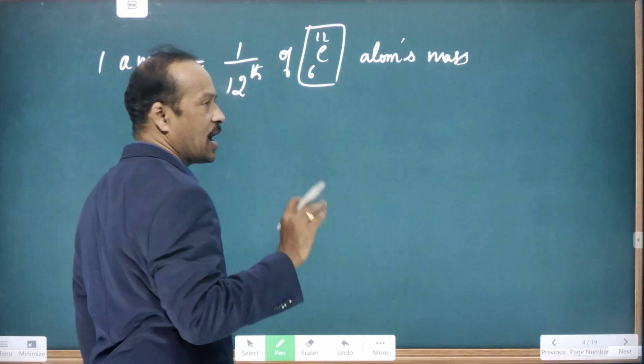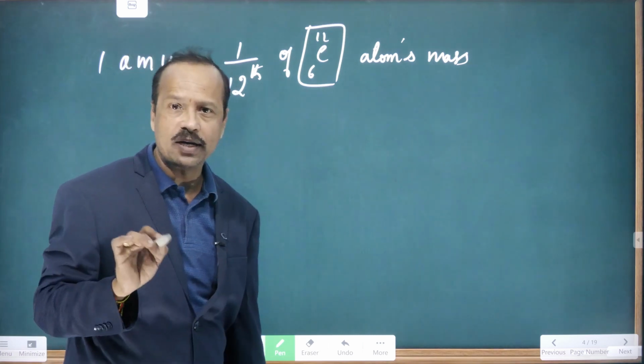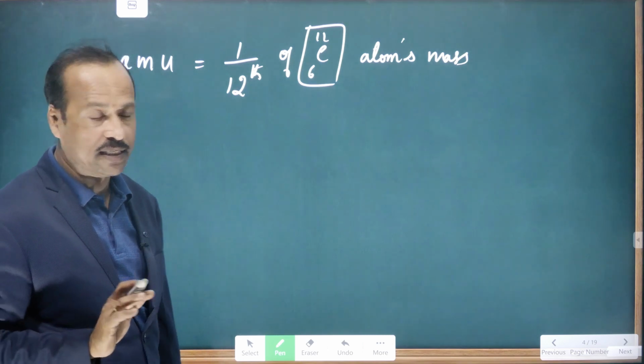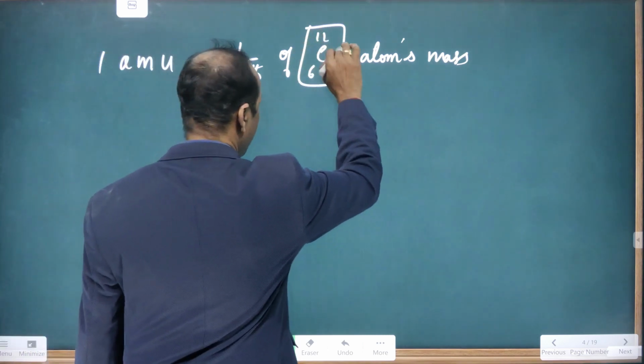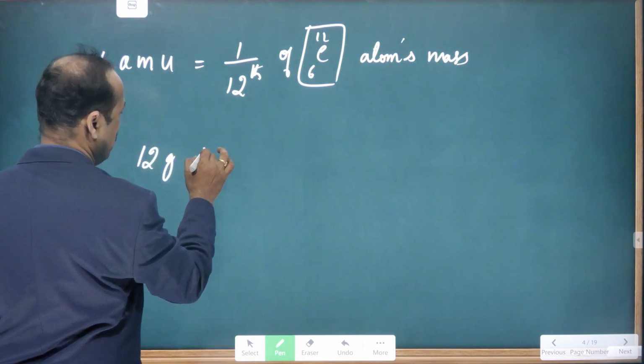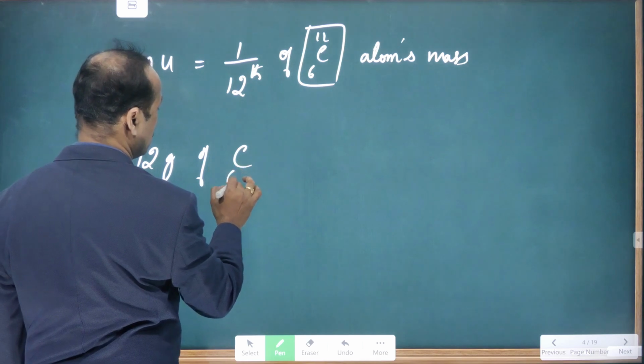Okay. So the carbon atom mass is taken. That is divided into 12 parts. So that is equal to 1 AMU. This was already discussed.